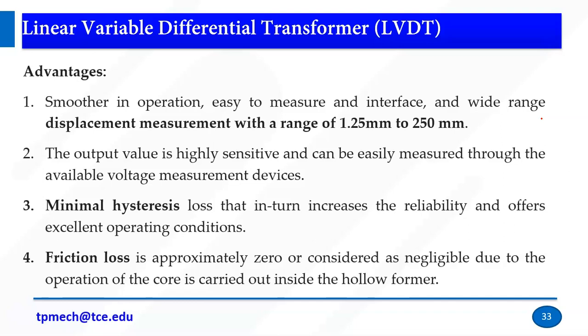Right, so the output voltage is highly sensitive. If the object inside the coil moves, the output voltage varies. Highly sensitive, so we can easily measure. And minimal hysteresis, you know hysteresis. So this error should be minimal if you compare it. And the friction loss is approximately 0 because there is no physical contact. With the object we are going to measure there is no physical contact at all. So friction loss is approximately 0 or considered negligible.